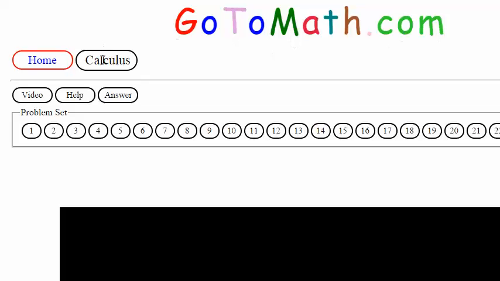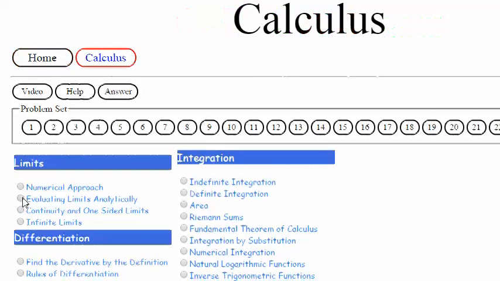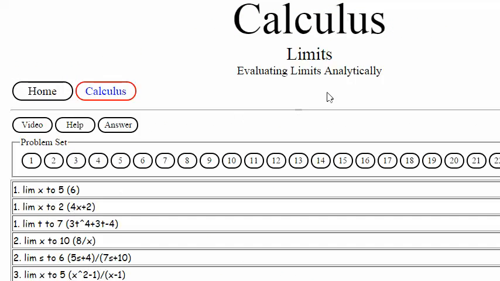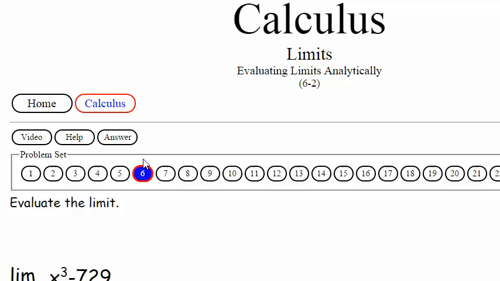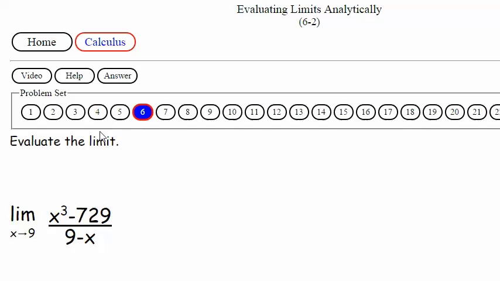We're at gotomath.com working some calculus problems, and we're evaluating limits analytically. We're in this section here, and that looks like the problem we need to be looking at. It says evaluate the limit as x approaches 9 of x cubed minus 729 over 9 minus x. So let's move over to the whiteboard.